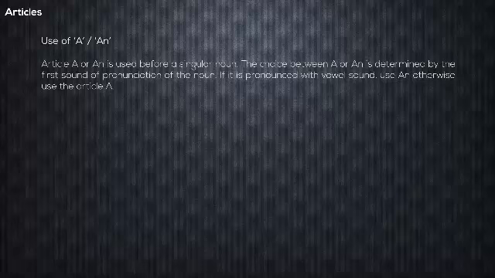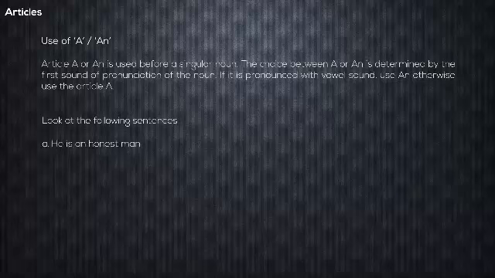The choice between a or an is determined by the first sound of pronunciation of the noun. If it is pronounced with a vowel sound, use an. Otherwise, use the article a. Look at the following sentences.